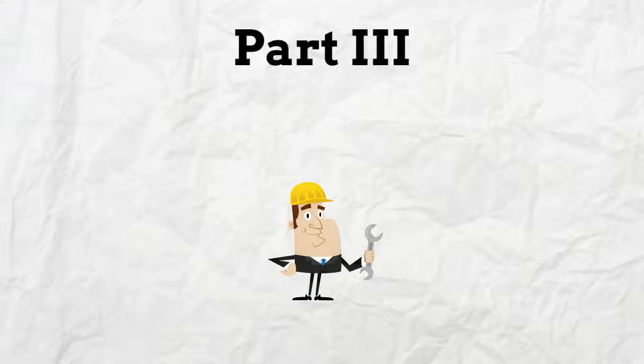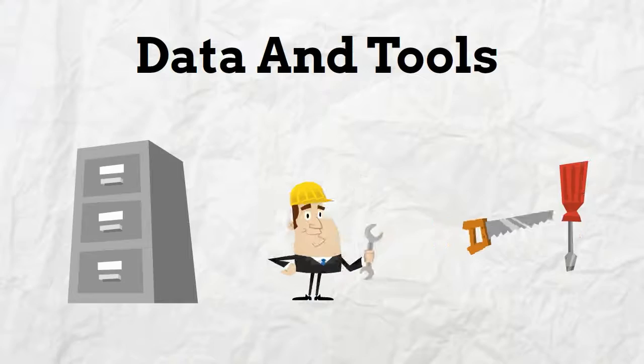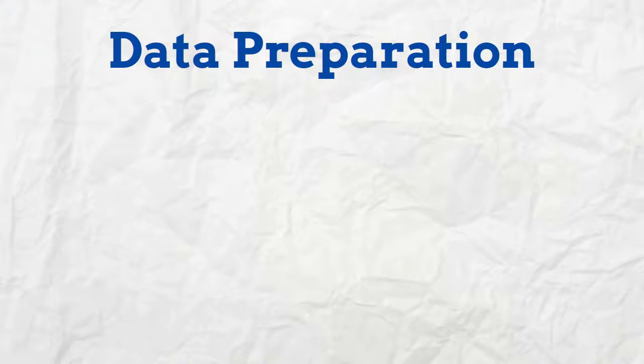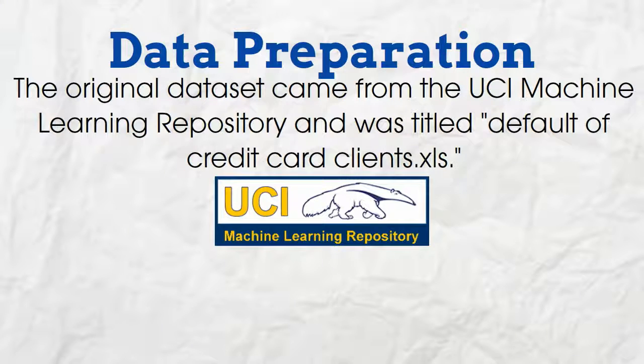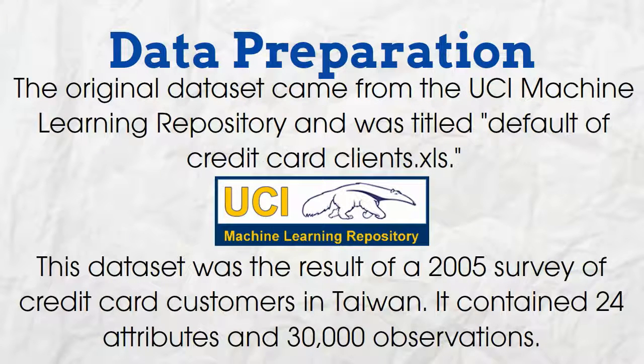All right, this is part 3, data and tools. Now I'm going over data preparation. The original dataset came from the UCI machine learning repository and was titled Default of Credit Card Clients.xls because it was an Excel spreadsheet. This dataset was a result of a 2005 survey of credit card customers in Taiwan. It contained 24 attributes and 30,000 observations.